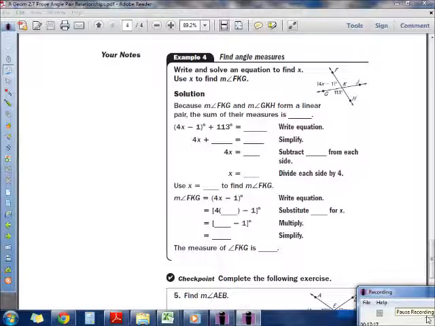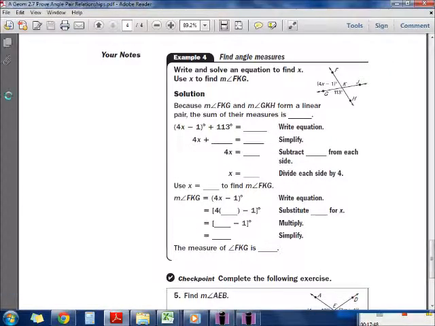Here's the last one we're doing. This is definitely on the test, on your homework tonight. Some people freeze up on these on the test for some reason. I don't know why. But this is generally where we can tell that some people did not study and didn't ask questions. What we're going to do here is read carefully, understand what's going on, and go from there. We're going to write and solve an equation to find x. Here's x. We're going to use x to find the actual angle. So we're going to follow these steps and go from there.